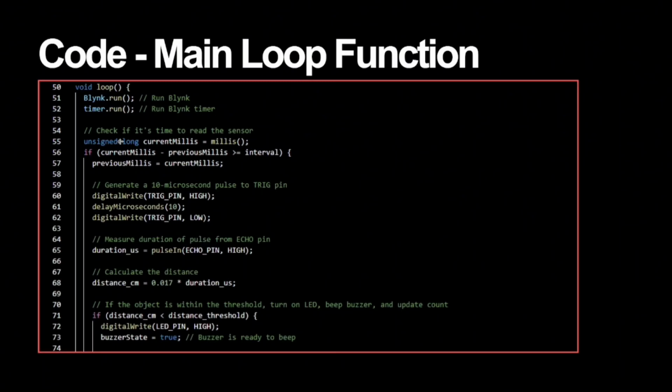This part ensures it's time for the sensor to read again, since we have an interval of 100 milliseconds. If the current time minus the previous time is greater than or equal to the interval, it runs this code. Here it triggers the ultrasonic sensor. Next, it measures the ultrasonic sensor pulse and then calculates the distance in centimeters: 0.017 times the duration of the ultrasonic sensor pulse.